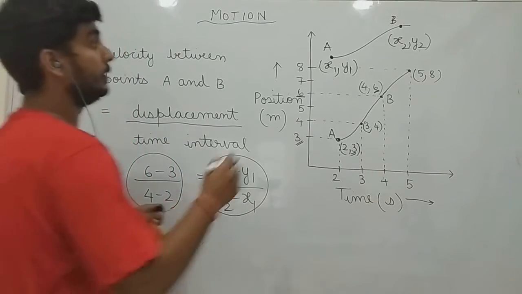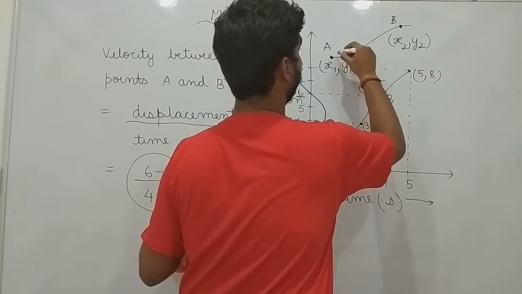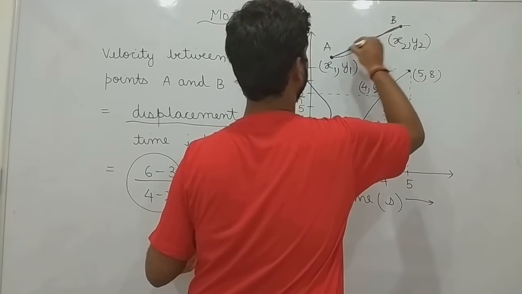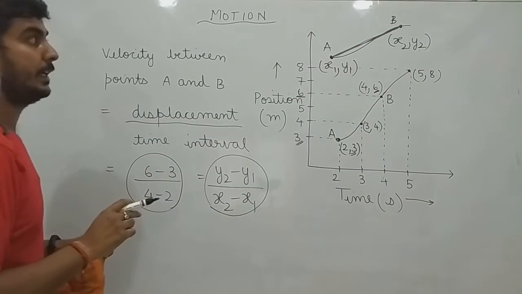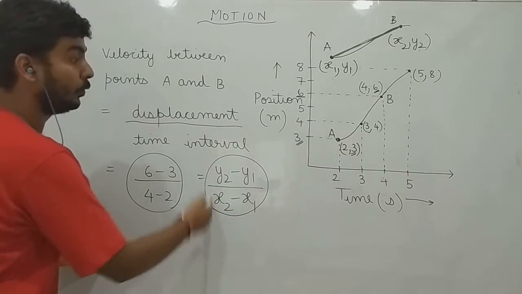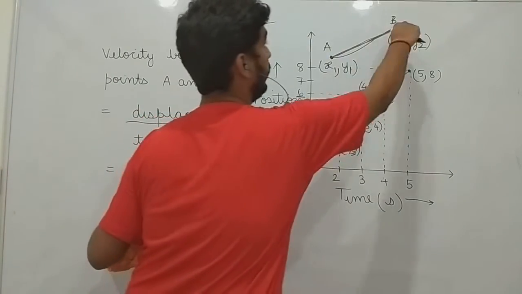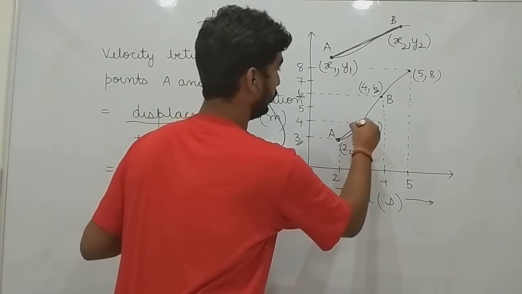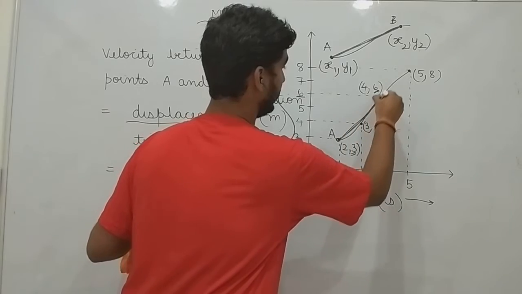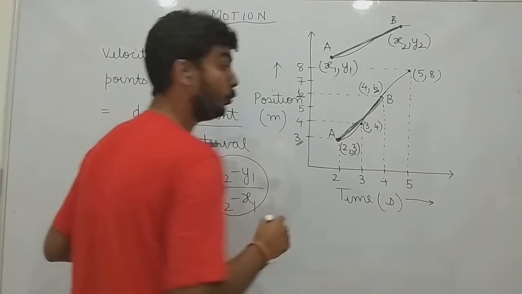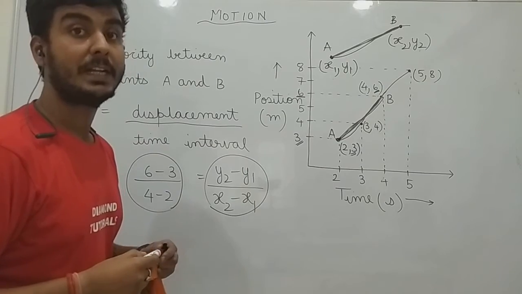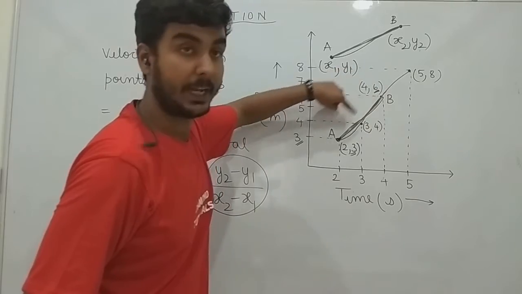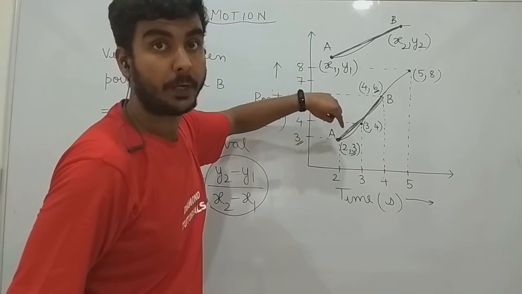So, if I draw a straight line between point A and B, instead of this curve, this formula gives me the slope of this straight line. So basically, the formula for velocity between 2 points on a position time graph is what? It is basically the slope of a straight line joining those 2 points.